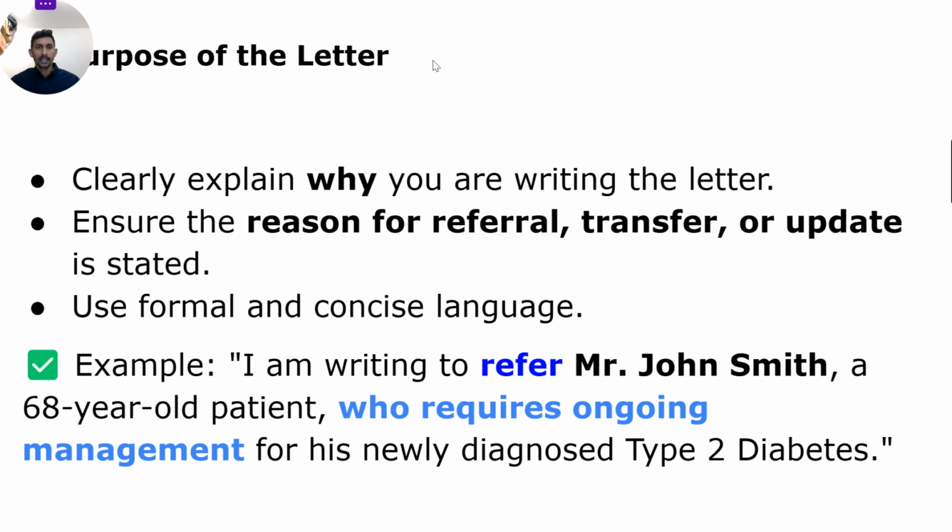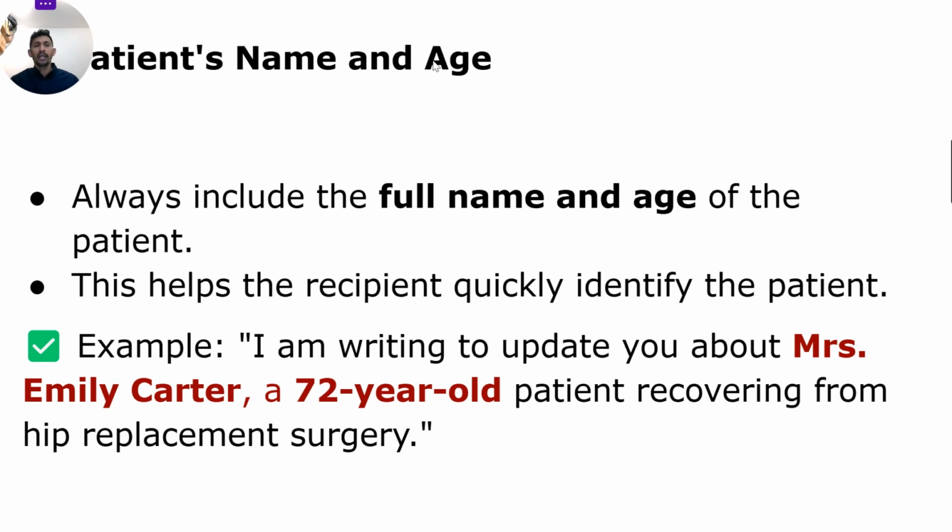What is the second thing? The second thing is the patient's name and age. These are key important pieces of information. You can skip the age of the patient because sometimes we usually write the date of birth or age of the patient before the introduction. So you don't always need to include the age, but you definitely have to include the full name of the patient.